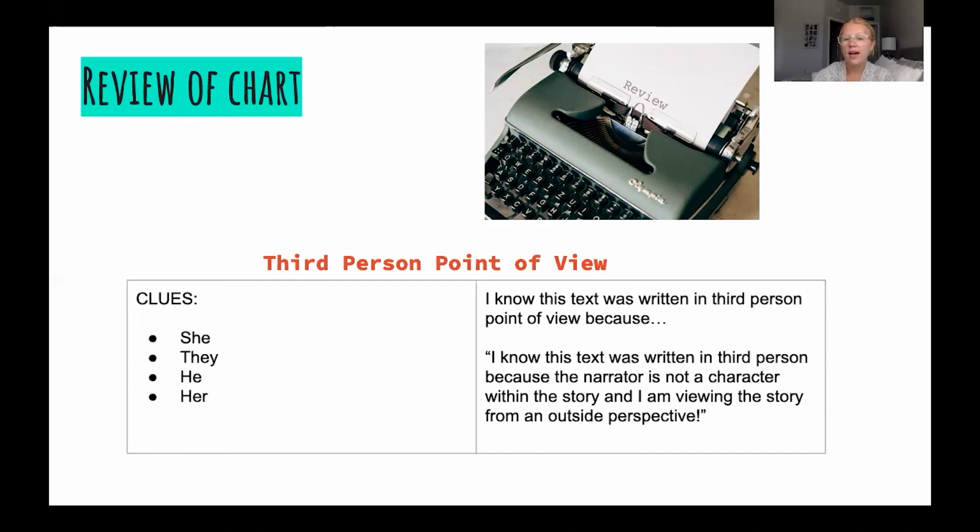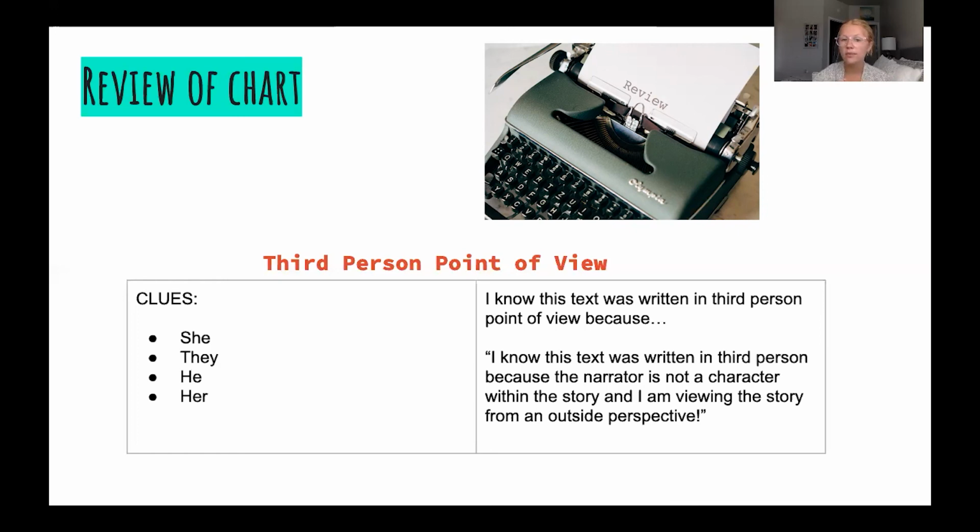And let's move on to our sentence about how we knew this text was written in third person. So this is what I wrote. It could be different from what you guys wrote, and if it is, that is totally okay. Just wanted you guys to spend a little bit of time really thinking about how did you know that this text was written in third person?